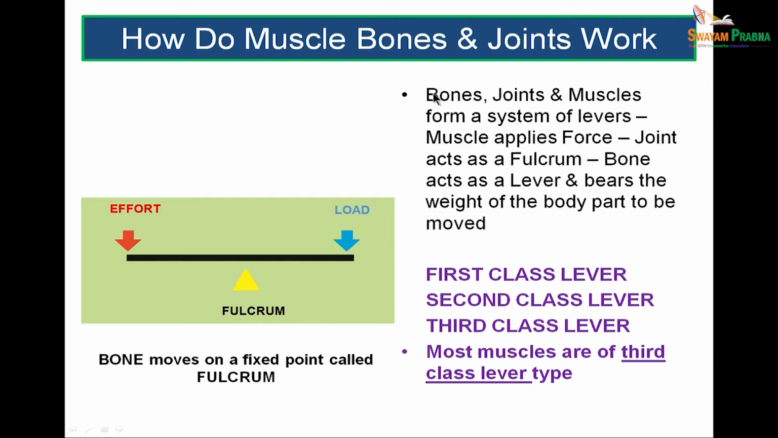So, bones and joints as well as muscles form a system of levers on the body. The muscle applies a force or the effort, the joint acts as the fulcrum, and the bone acts as a lever and bears the weight of the body part to be moved. Levers could be divided into first class, second class or third class levers. Most of our muscles in the body belong to the third class lever type. Let's further go into details of different types of levers.